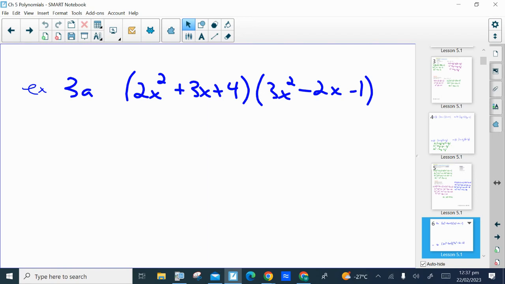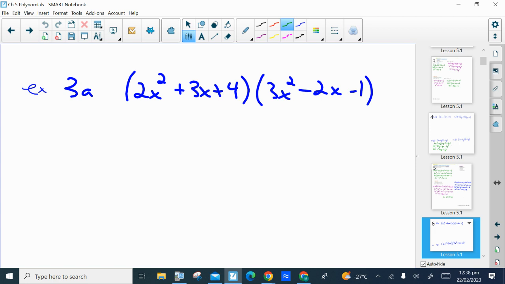So, page number 6. We are multiplying polynomials by other polynomials. And we saw that when you had a binomial times a binomial, we use a distributive property. Same thing when you had a binomial times a trinomial. We use a distributive property. So this will be done exactly the same way. We're multiplying a trinomial times a trinomial.